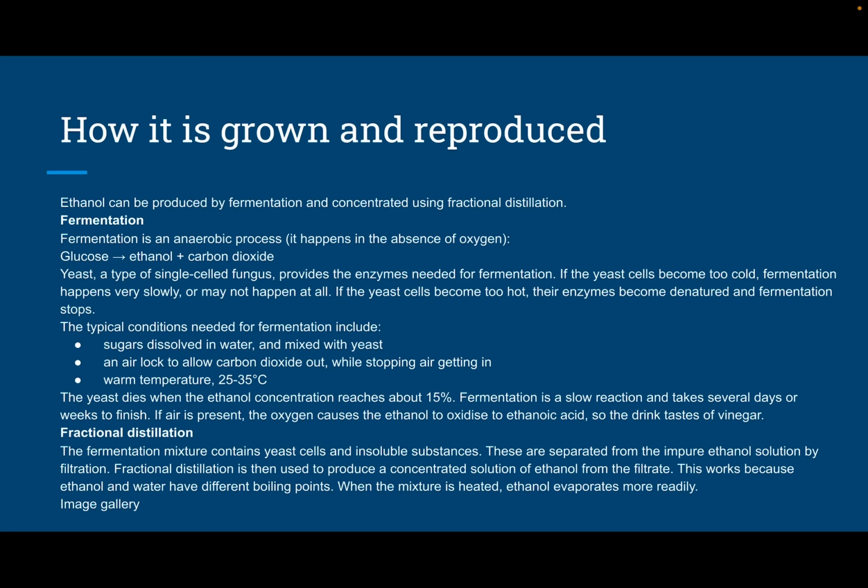Another way to make ethanol is fractional distillation. This is when the fermentation mixture contains yeast cells and insoluble substances. These are separated from the impure ethanol solution by filtration, and fractional distillation is then used to produce a concentrated solution of ethanol from the filtrate. This works because ethanol and water have different boiling points. When the mixture is heated, ethanol evaporates more readily.